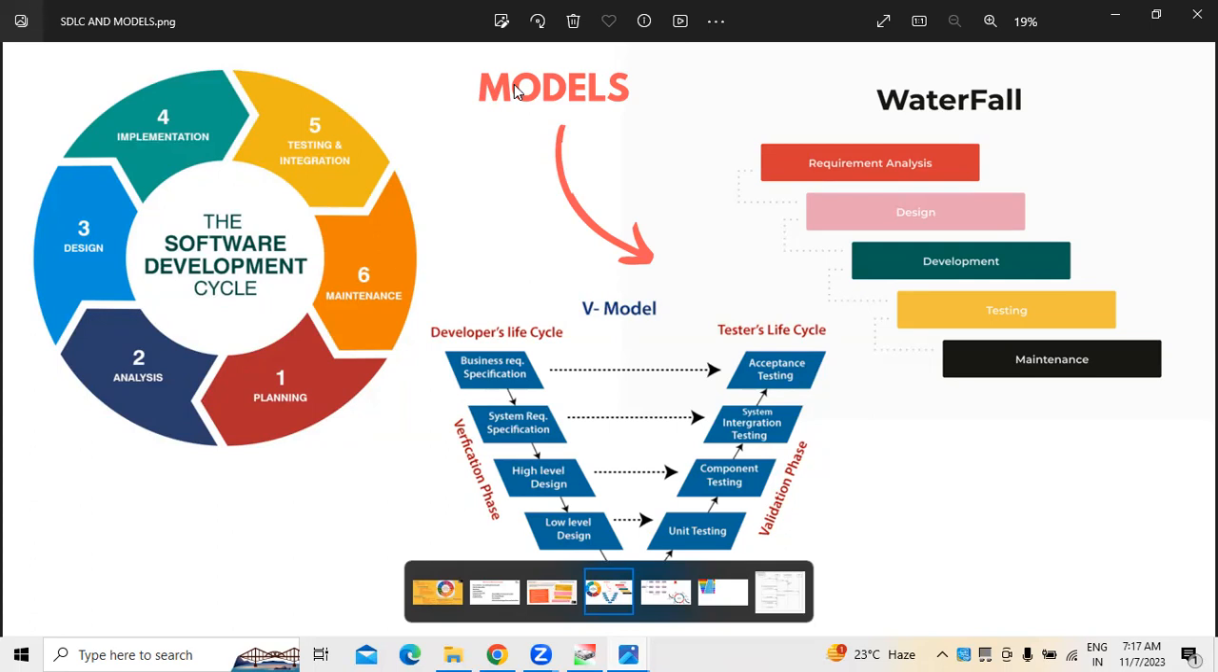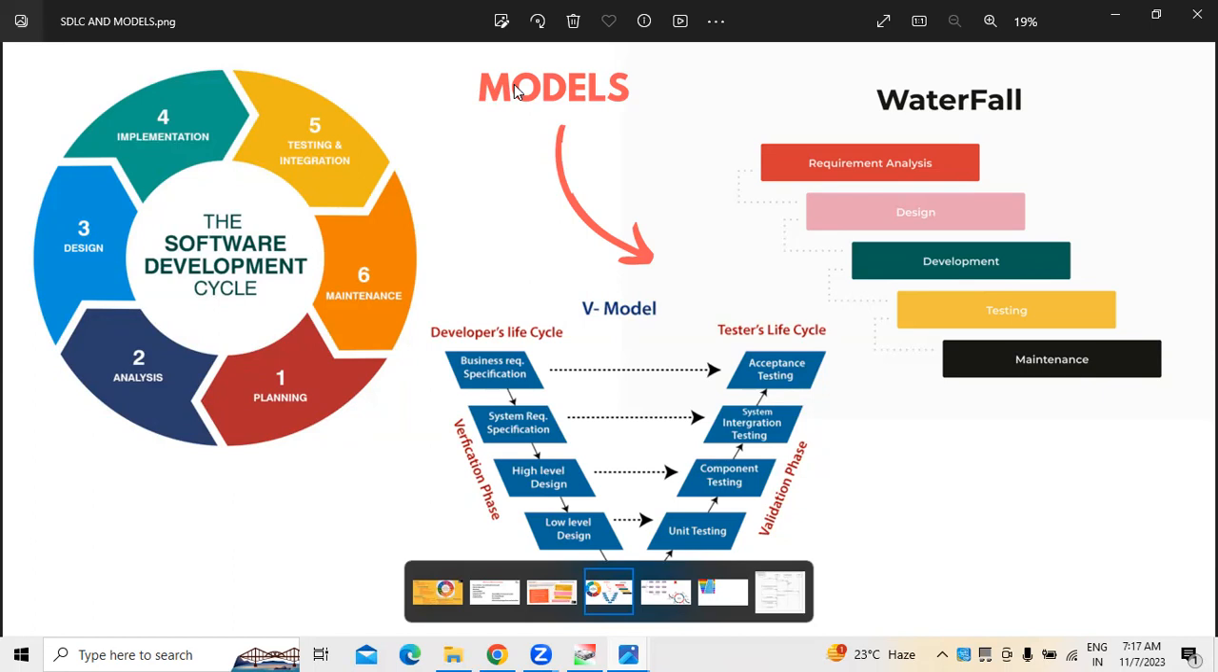Whatever the development team does, parallelly the testing team will also perform the testing activities. This is what V model, the verification and validation model, stands for. The advantage under the V model is that the amount of time you spend for testing will be reduced, because you can do it parallelly.